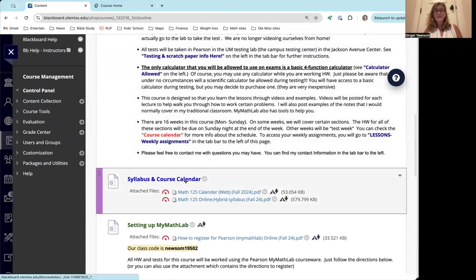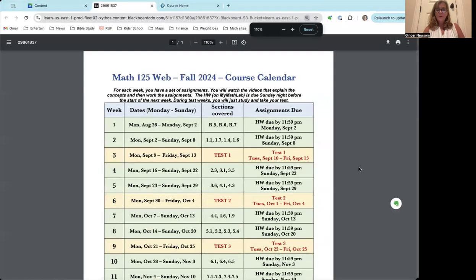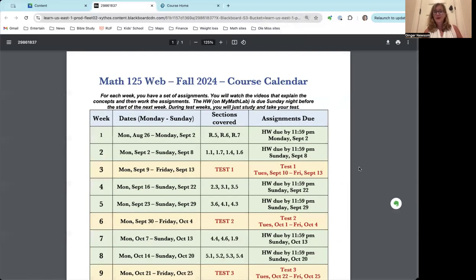But we have our syllabus and our course calendar. Showing you the calendar really quickly, you can see how it's set up into weeks. For this first week, we're going to cover R5, R6, R7. Those are review sections. The homework for this is due on Monday. It's normally due on Sunday, but since it's Labor Day, I thought I'd give you Monday too, by midnight. But normally homework's due on Sunday night. Then we'll have week 1, week 2, then week 3 is just our test week. We're not doing any new material. This is just a week for you to study and prepare and take your test.